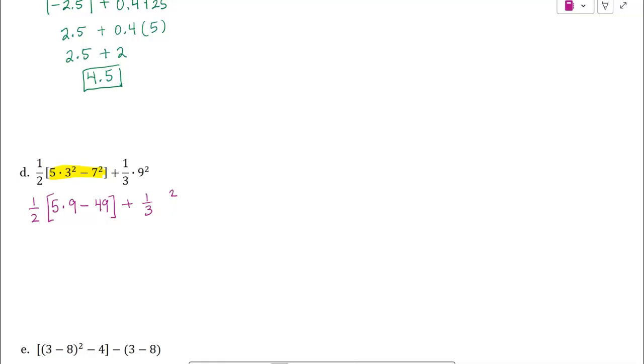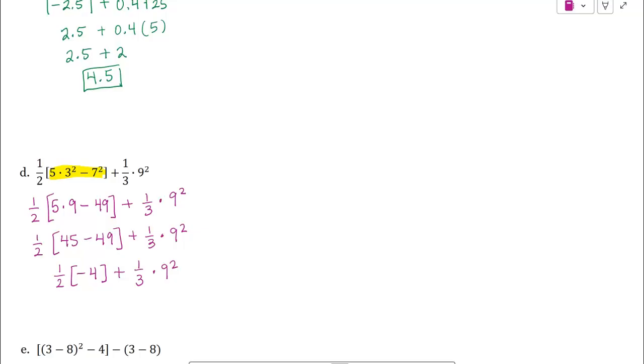Oops, I need a multiplication sign there. Staying within those brackets, I'm now going to do the multiplication first. So I'll have 5 times 9 first, which is 45. And then we'll do the subtraction, which is going to give us a negative 4.